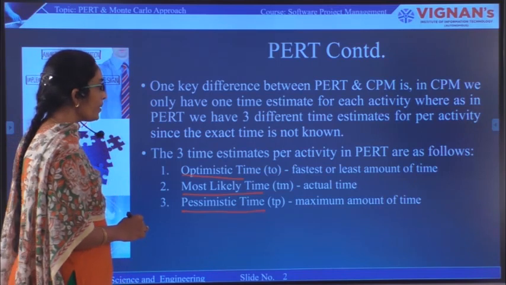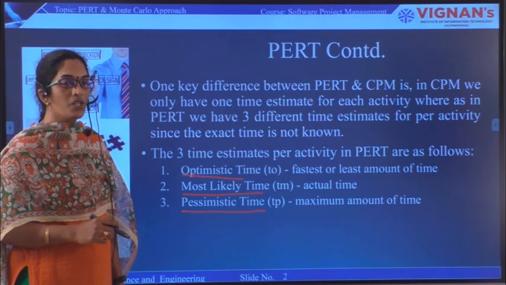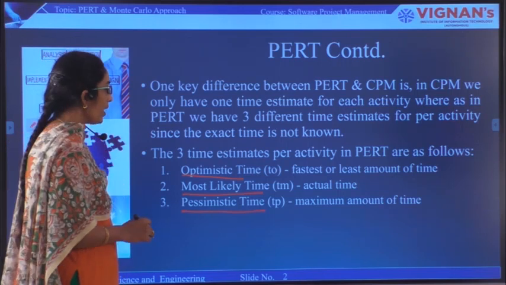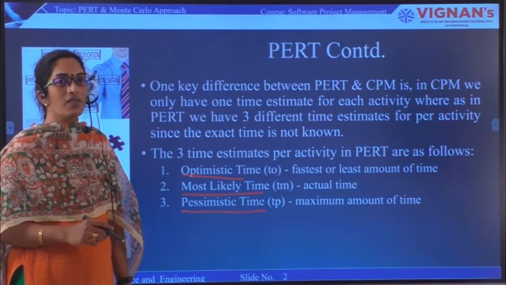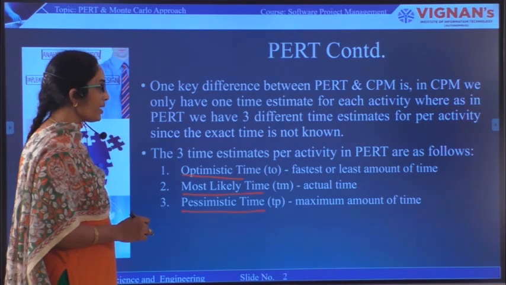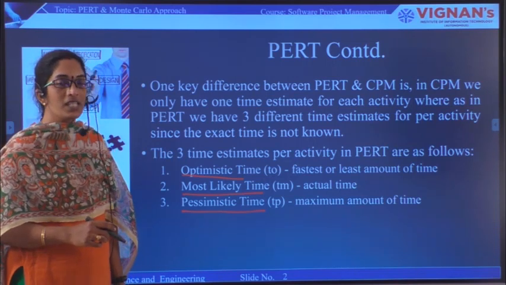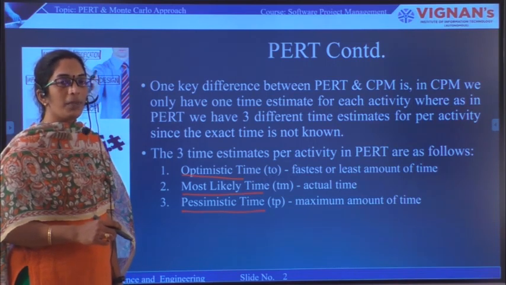Optimistic time is the fastest or least amount of time in which we can complete the project, whereas most likely time gives us the actual time of completion. The pessimistic time is the maximum amount of time, or the worst time, in which we can complete that project.